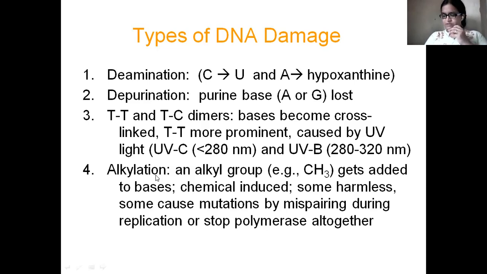And the next type of damage is alkylation. Here an alkyl group is added to bases. Here we can see, in deamination one amino group is removed. Same way, in alkylation, an extra alkyl group is added onto the nitrogen bases. So this change, that is alkylation, can be chemically induced, and in some cases it may be harmless, but in some cases it may lead to mutations by mispairing during replication or stop polymerase altogether.